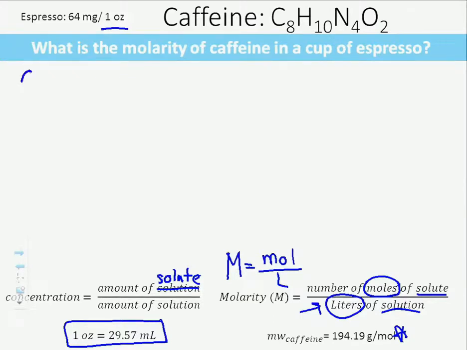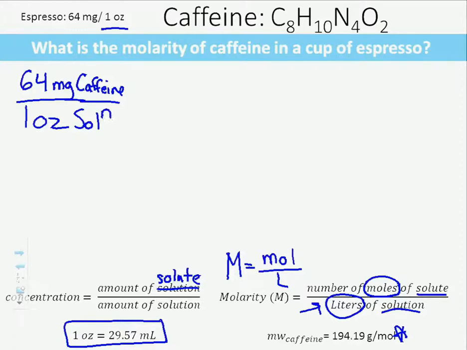Let's start out with 64 milligrams per 1 ounce. And milligrams of what? In this case, we're talking about caffeine. And ounces of what? And that's solution, which I'm going to abbreviate with SOL with an N on top. So we're starting out with that, and we want to end up at the very end with molarity. So let's figure out how we're going to get rid of milligrams and how we're going to get rid of ounces. Milligrams need to be turned into moles. Ounces needs to be turned into liters.